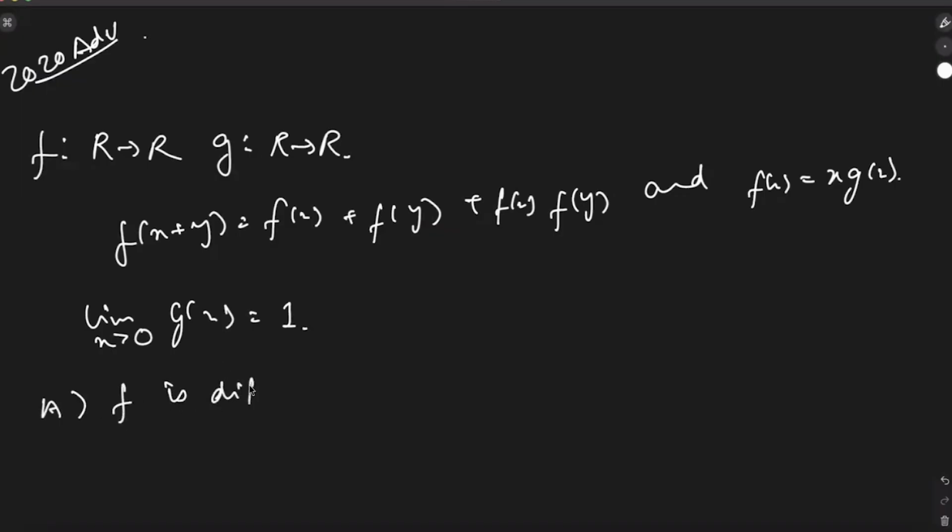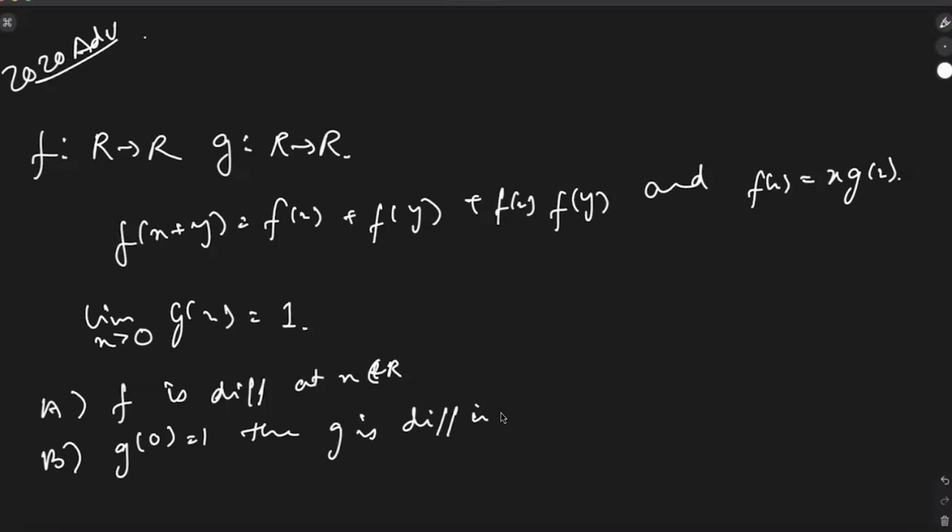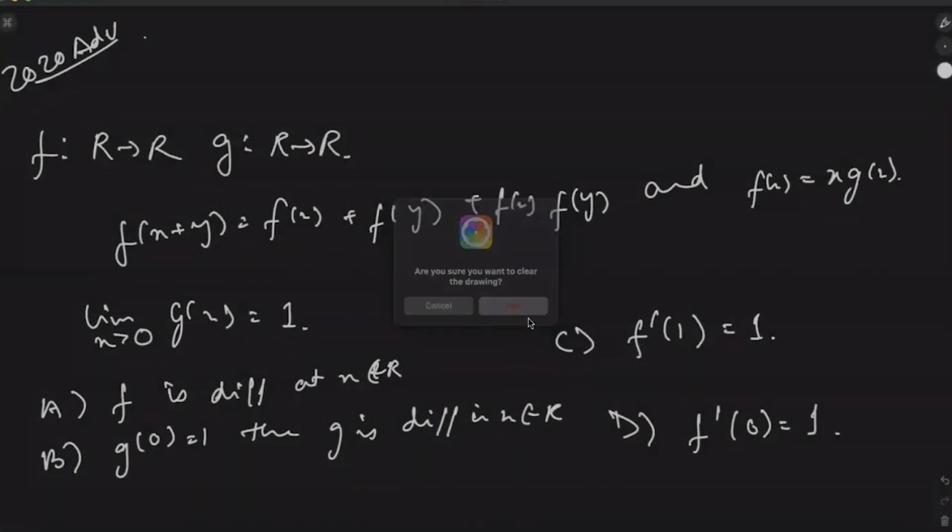A: f is differentiable at every x belonging to R only. B: g(0) is equal to 1. If this is true, then g is differentiable at every x belonging to R. C: derivative f dash of 1 is equal to 1, and D: derivative f dash of 0 is equal to 1. So it is again an MCQ type of question. Pause this video right now and try it for yourself, okay?